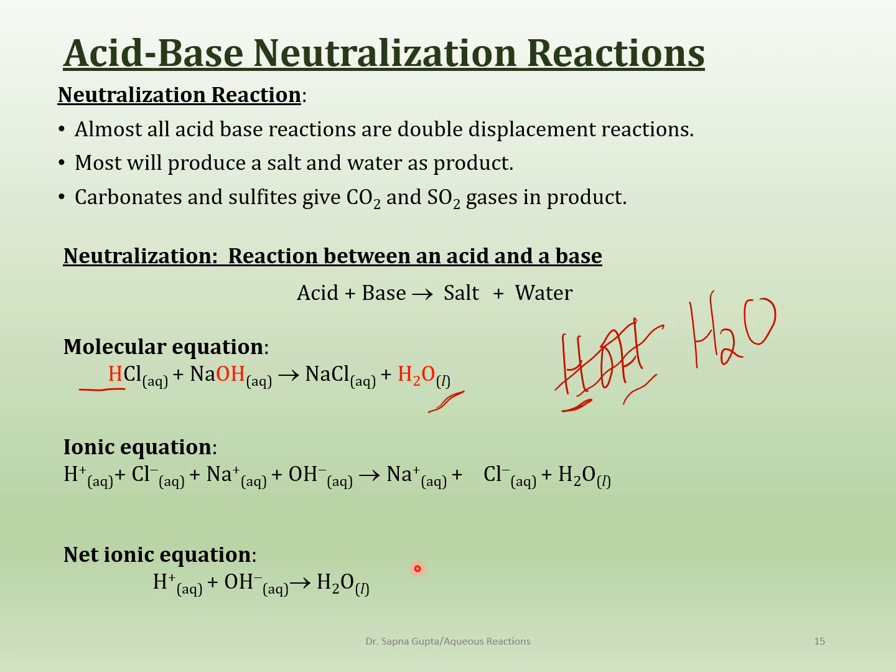So you can see it's very similar to precipitation, except that now you just have a little bit different chemicals that you're working with. Acids and bases is what you're working with here. So here go the spectator ions, and you have your net ionic equation.